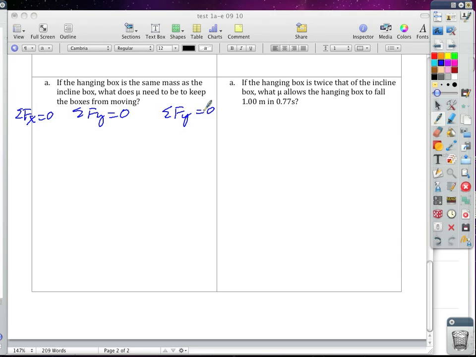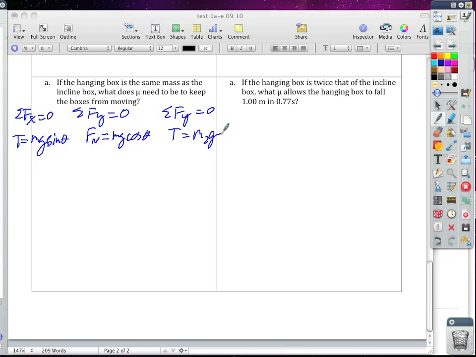So again, we have T minus, or can I go ahead and say equals? Is that okay? Okay. T equals mg sine theta. Then this one, Fn equals mg cos theta. And this one, T is equal to m2g. Did I write those right? Is anything missing? Oh, something's missing.